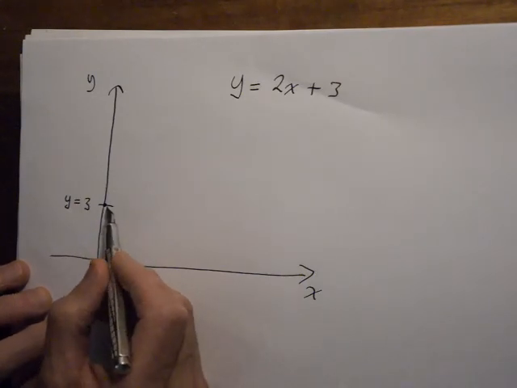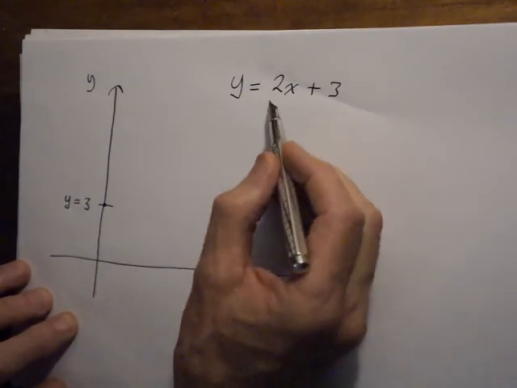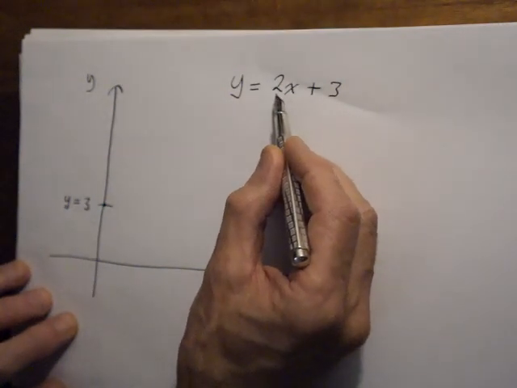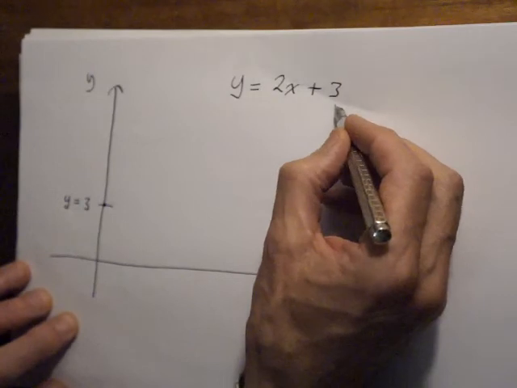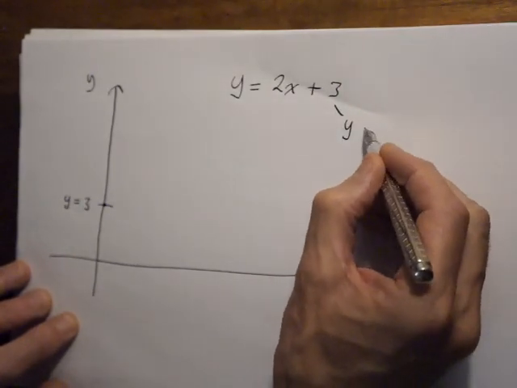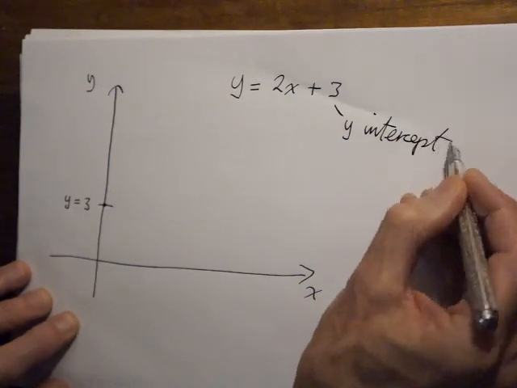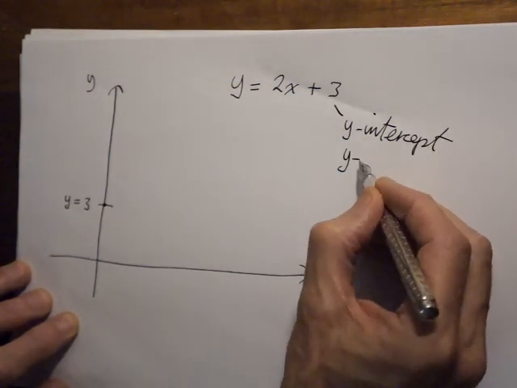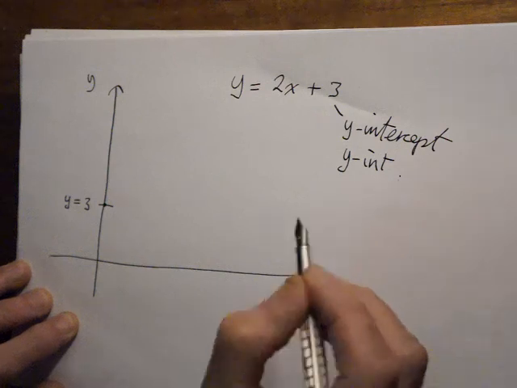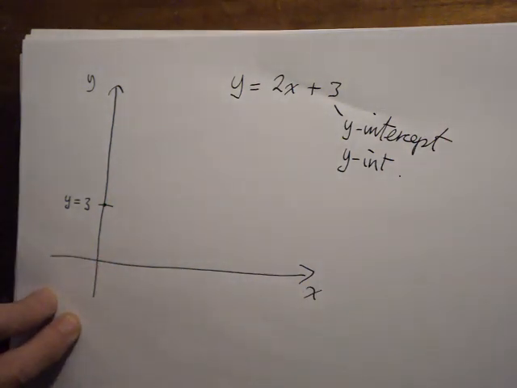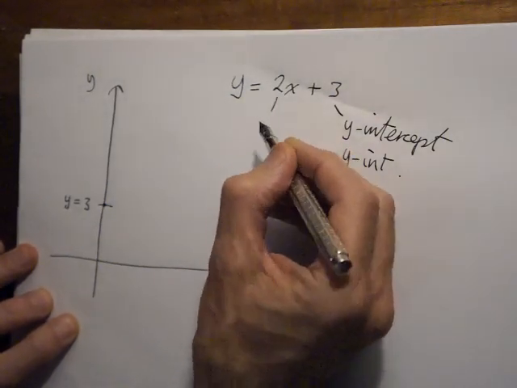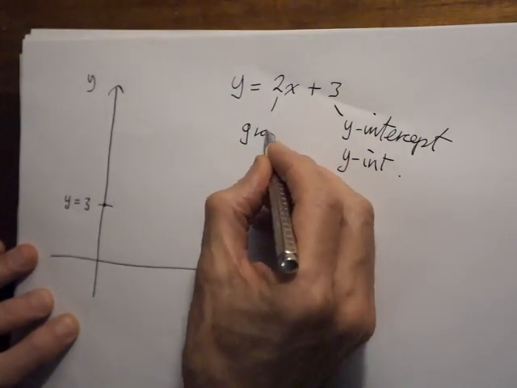And then we want to know which way it goes. And the direction that it goes in is given to us by the 2, because the 2 tells us the gradient of the line. Let's write those things in. This is the y-intercept. It's very often written just as y-int, for y-intercept. And here we have the gradient of the line.